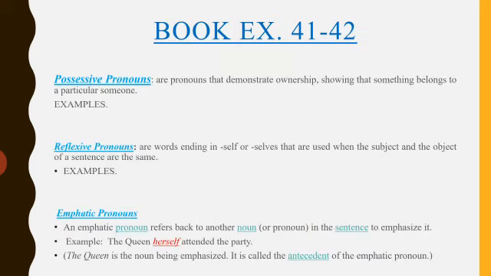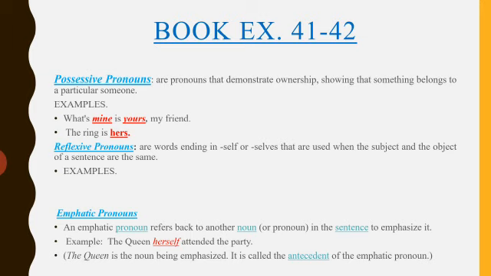The next topic that we have, again a book exercise, page 41 and 42, is possessive pronouns. A possessive pronoun is a pronoun that demonstrates ownership, showing that something belongs to a particular someone. For example, what is mine is yours, my friend, and the ring is hers. In both these sentences in red, you can find out that mine, yours, and hers are the possessive pronouns, and that shows the ownership of these subjects.